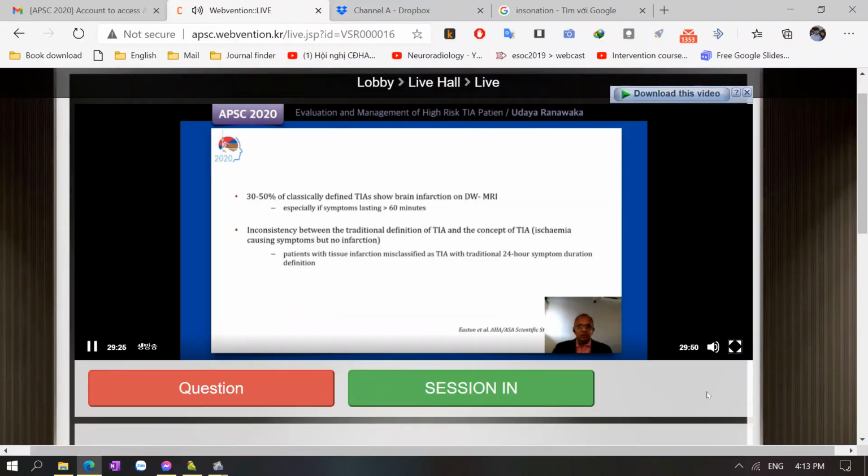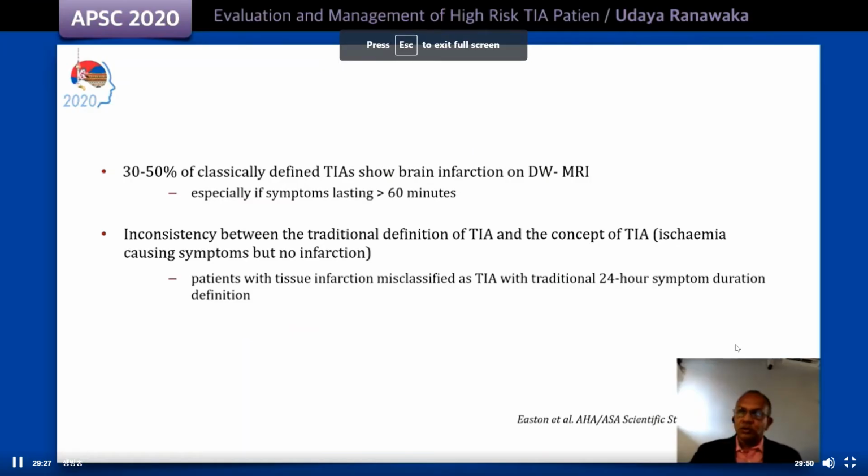MRI scans, especially the ones which last longer than 1 hour. So there's clearly a disparity with the traditional definition of TIA based on the time-based less than 24-hour symptom duration definition, and the concept of TIA as we know it, ischemia without infarction. So clearly there will be many patients who are misclassified as TIAs who actually have underlying infarction.